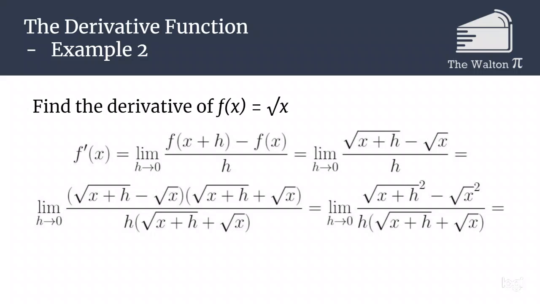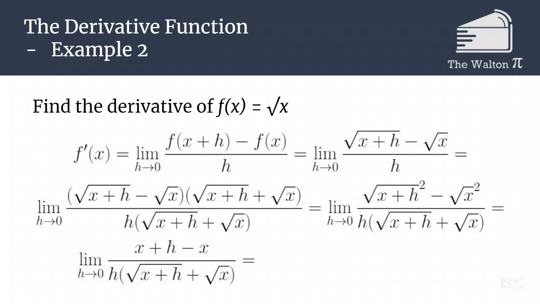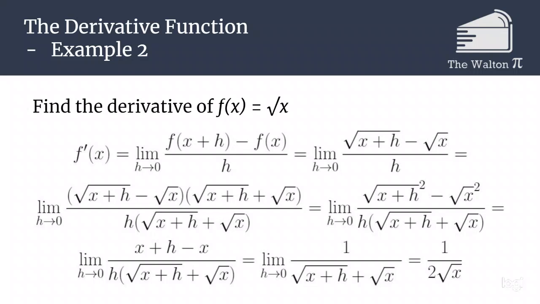And that's going to give us on the top the square root of x plus h squared minus the square root of x squared, which gives us x plus h minus x, so that's just an h, all over h times the square root of x plus h plus the square root of x, which is the same thing as the limit as h goes to 0 of 1 over the square root of x plus h plus the square root of x, which when h is 0 is just 1 over 2 times the square root of x. And so that is the derivative of the square root of x.